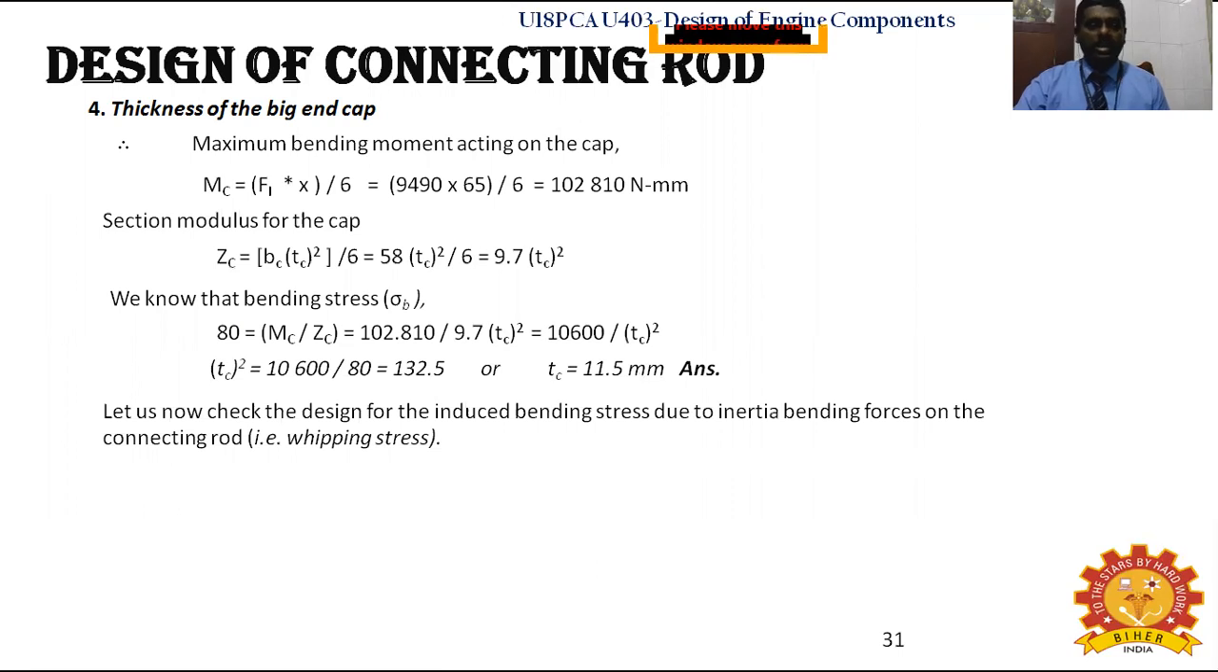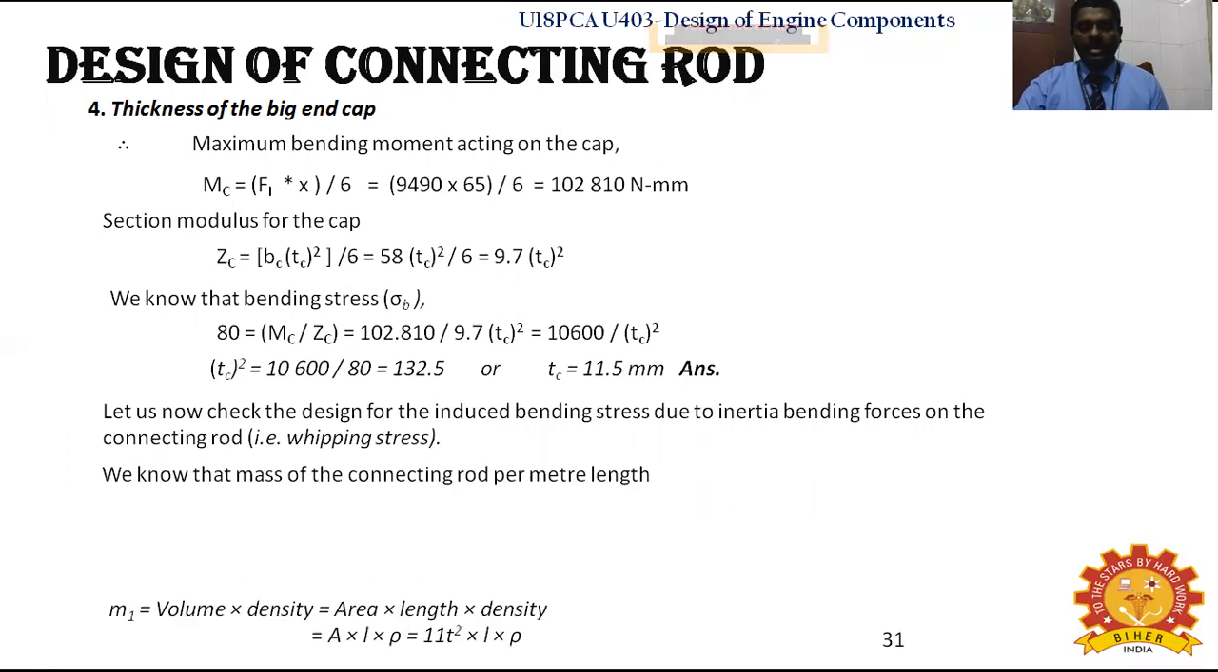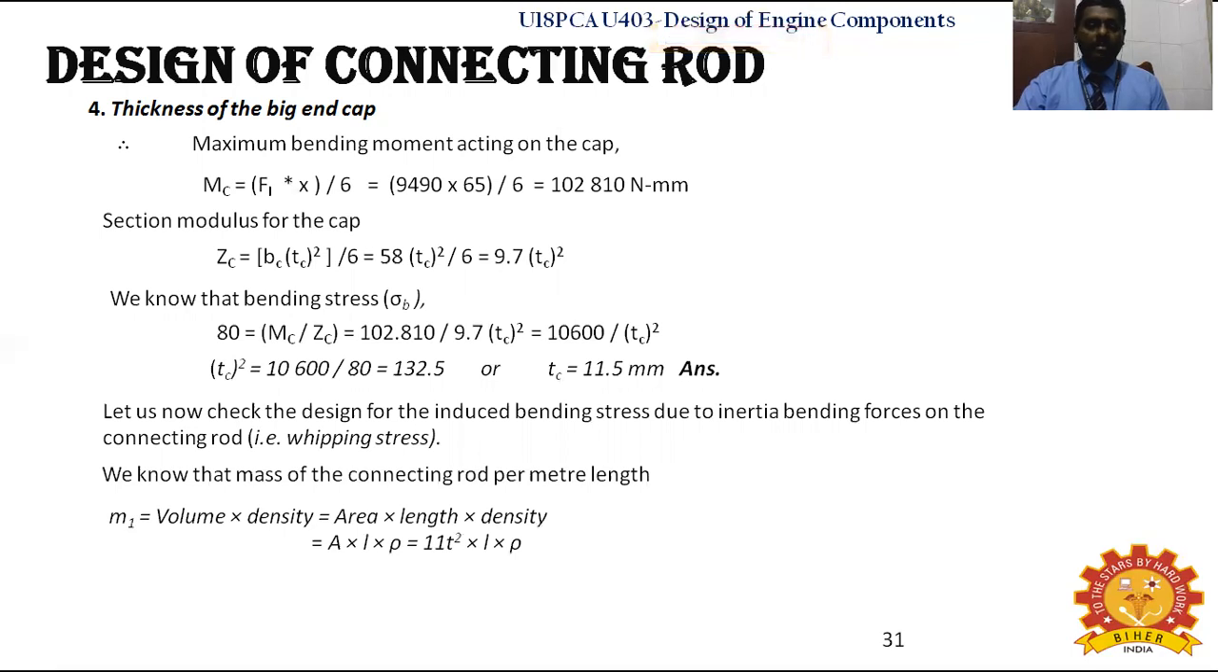Now let us check the design for the induced bending stress due to the inertia bending force on the connecting rod, that is the whipping stress. So we know the mass of the connecting rod per meter length. The mass of the connecting rod will be volume into density, so area into length into density. The area we had already calculated, that is derived as 11 T square, into length into density rho.